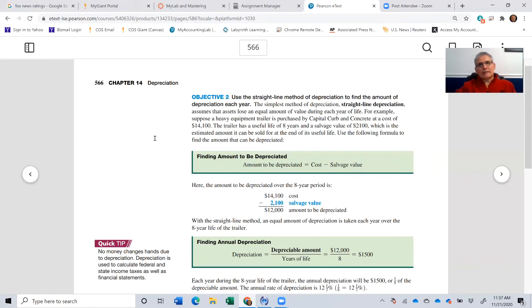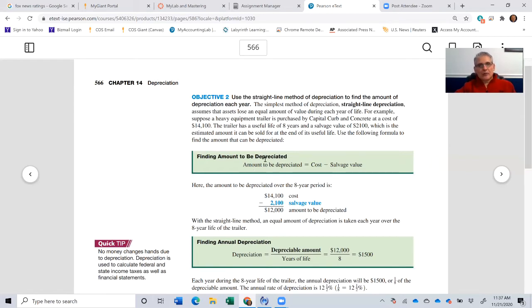Well, if it's straight line, then every year is going to be the same amount, and we're going to take the cost. We're going to subtract what we call the salvage value, the cost minus the salvage value. Remember, this is an estimate. We make this determination when we buy the asset itself. We estimate what we're going to sell it for when we're done with it. And that's going to be the amount to be depreciated. Often we refer to that as the depreciable cost. So the cost minus the salvage value gives us the amount to be depreciated.